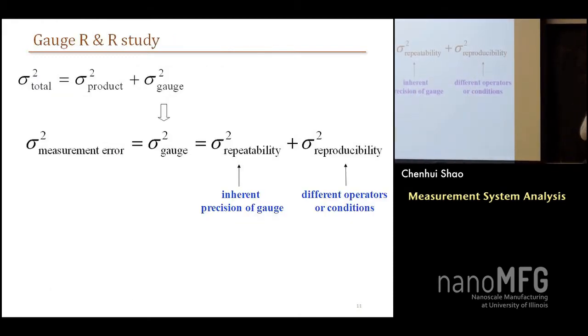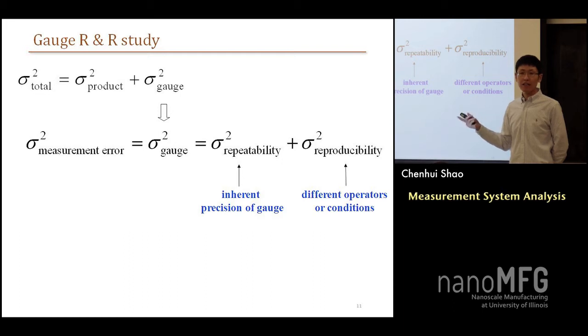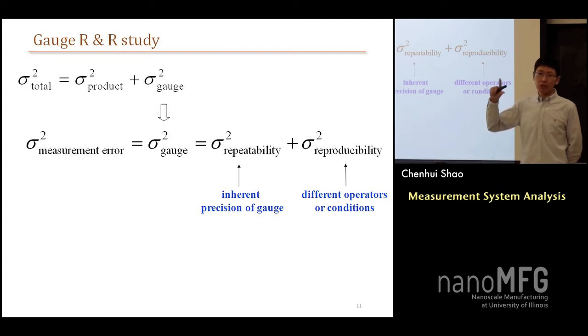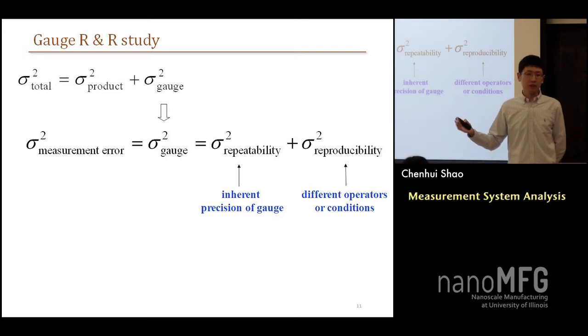So in the previous example, we have seen that we can estimate sigma gauge squared, sigma hat, using R bar or something similar like that, right? But in that example, we only have one operator measuring multiple times. So what if we have multiple operators? Do you anticipate the different operators will introduce different variability values? Sure, right? How do I estimate that?